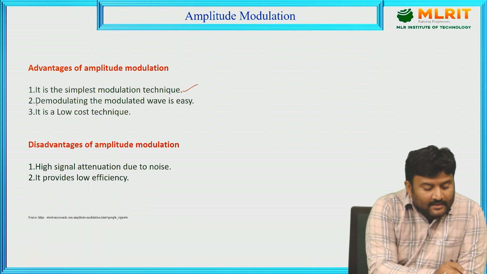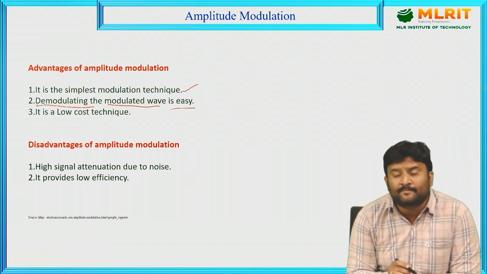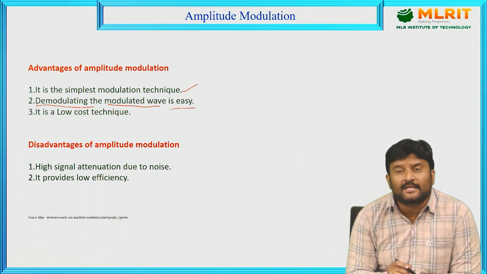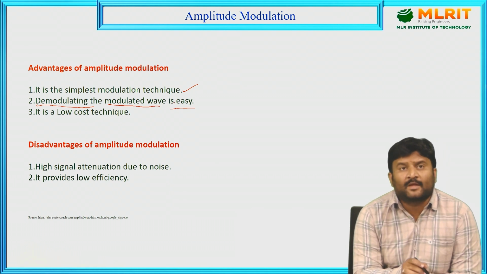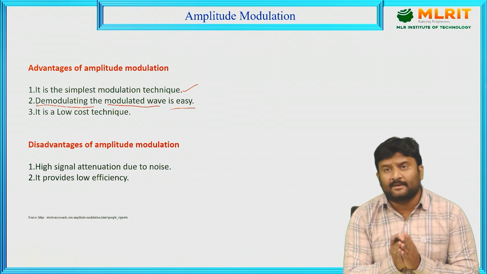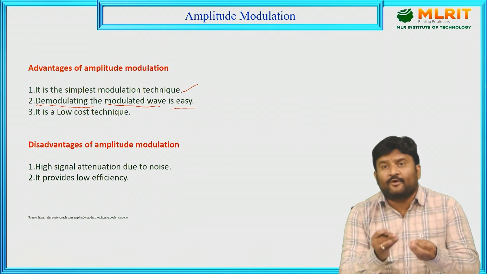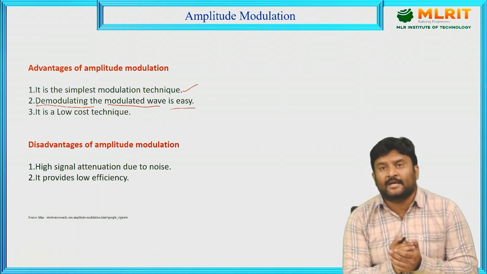The next one is, demodulating the modulated wave is easy, because the input of the demodulator should be the AM modulated signal, and then the output of the demodulator should be exactly the information we are sending, that is nothing but the message signal. That's why demodulating the modulated wave is easy. Once we observe the generation methods and the demodulation methods, nothing but the modulation techniques of the AM signals and the demodulation techniques of the AM signals, the operation and understanding is very easy.